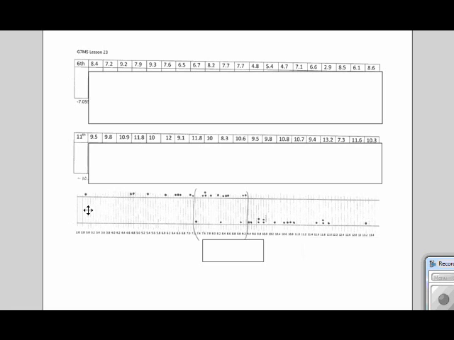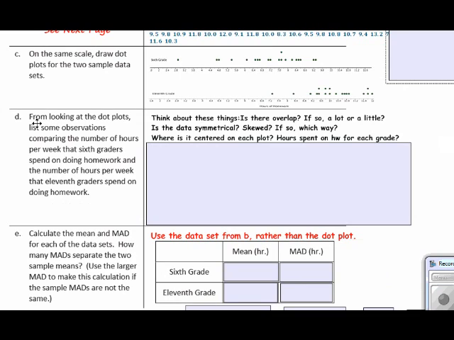This is what your dot plot should look like. Here are your dots for the 6th graders, and here are your dots for the 11th graders. Question D. From looking at the dot plots, list some observations comparing the number of hours per week that 6th graders spend on doing homework and the number of hours per week that 11th graders spend on doing homework. Think about these things. Is there overlap? If so, a lot or little? Is the data symmetrical? Skewed? If so, which way? Where is it centered on each plot? Hours spent on homework for each grade.